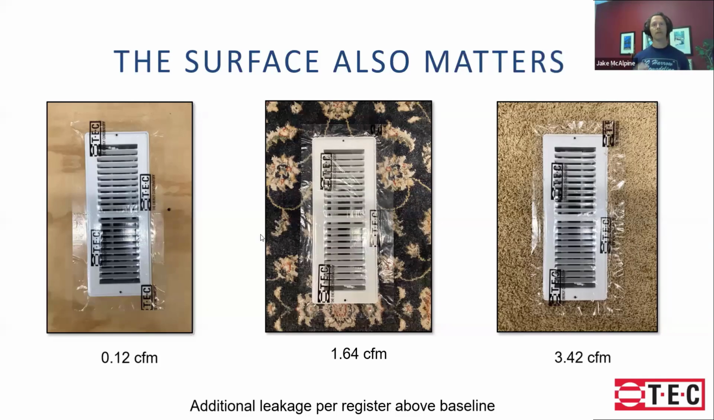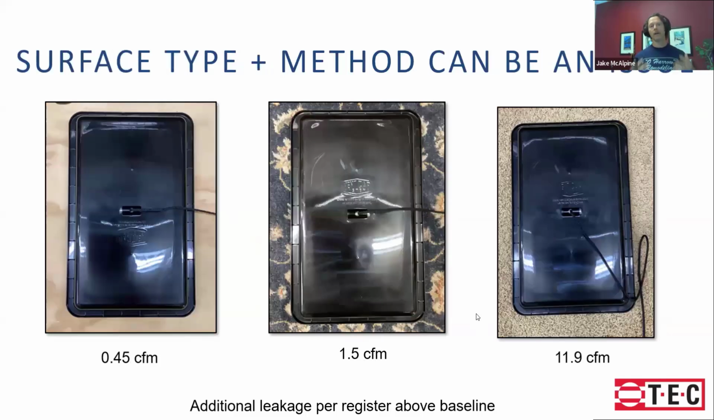So in the middle there, we used a carpet pad and a very tight carpet, and it was over 10 times leakier with the exact same method. When you go up to a shag carpet, if you're in a house that has that special thing in it, it gets really, really bad. It's very difficult to seal tape to carpet. So the surface underneath the duct really matters as well. And when you take different methods, you can have some really big leaks. So there's a lot of variability here.